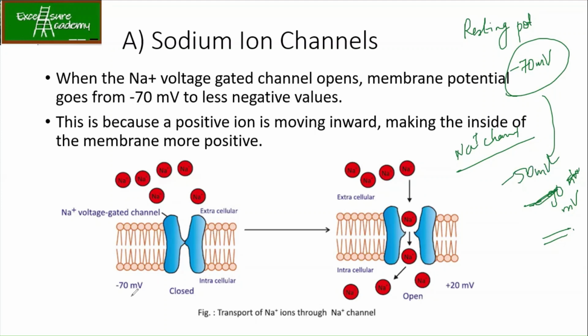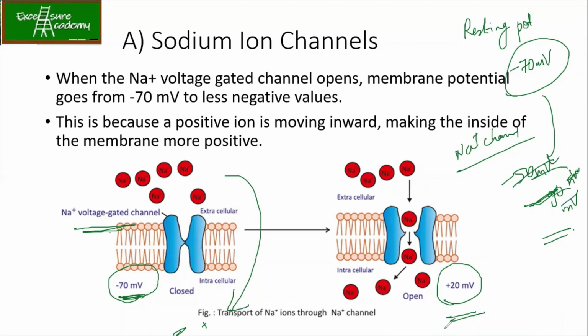So what happened here? -70 millivolt is your resting potential. Now, when the Na plus voltage gated channel opens, the positive ions are coming inside. When it is negative and positivity increases, the negativity is getting decreased. Here the example is given that from -70 millivolt, it becomes +20 millivolt. Is this much clear? Just forget about this, this much is clear, right? The more Na plus comes in, the more your membrane potential increases. Correct? Akshay, clear? Yes.